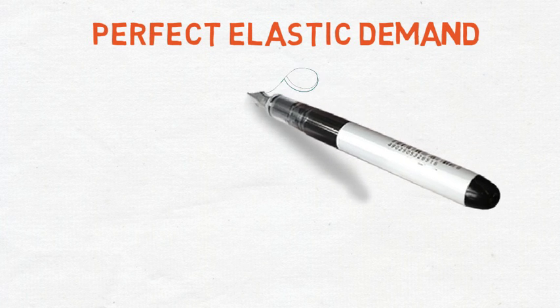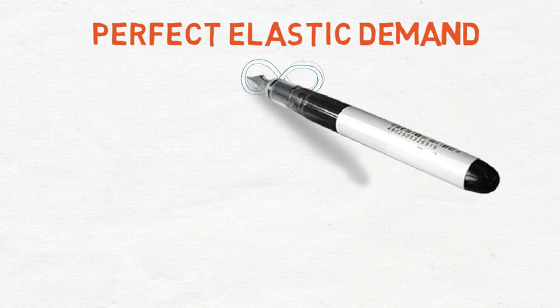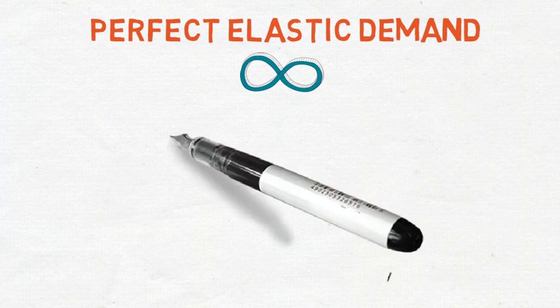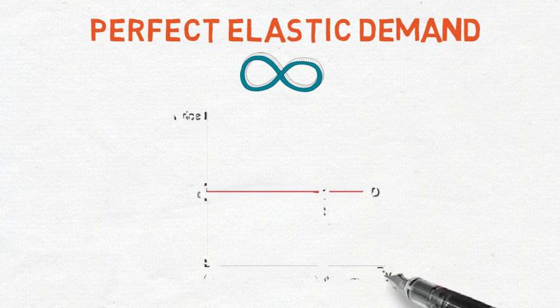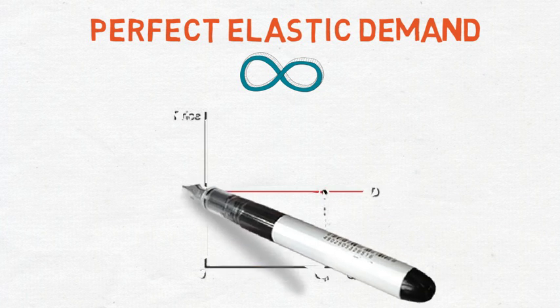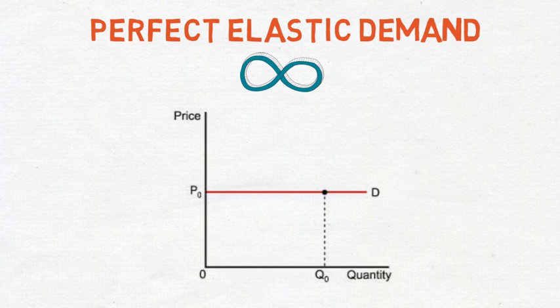Perfect elastic demand means that the elasticity coefficient is infinite. It is represented by a horizontal line. The curve shows that consumers are willing to buy any quantity at a particular price, but if the price slightly increases or decreases, the amount drops to zero.